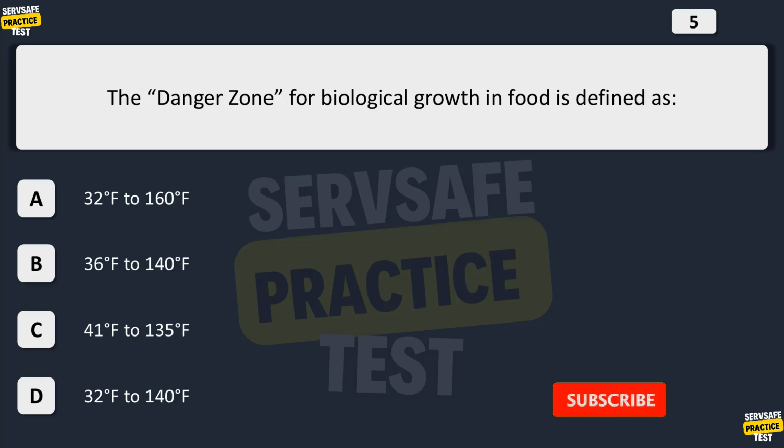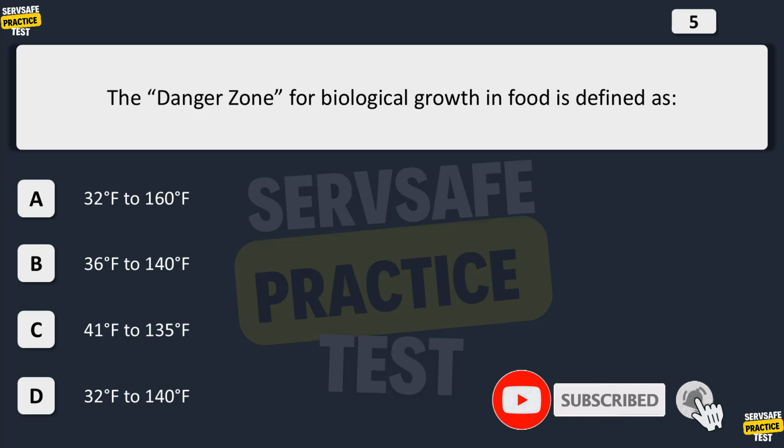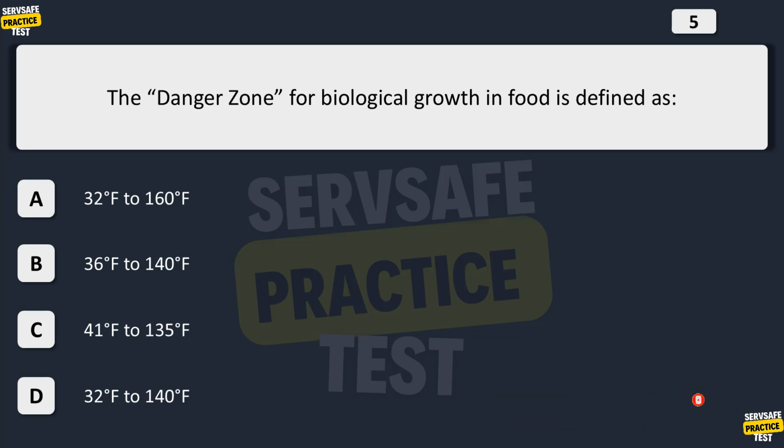The danger zone for biological growth in food is defined as A. 32 degrees Fahrenheit to 160 degrees Fahrenheit. B. 36 degrees Fahrenheit to 140 degrees Fahrenheit. C. 41 degrees Fahrenheit to 135 degrees Fahrenheit. D. 32 degrees Fahrenheit to 140 degrees Fahrenheit.